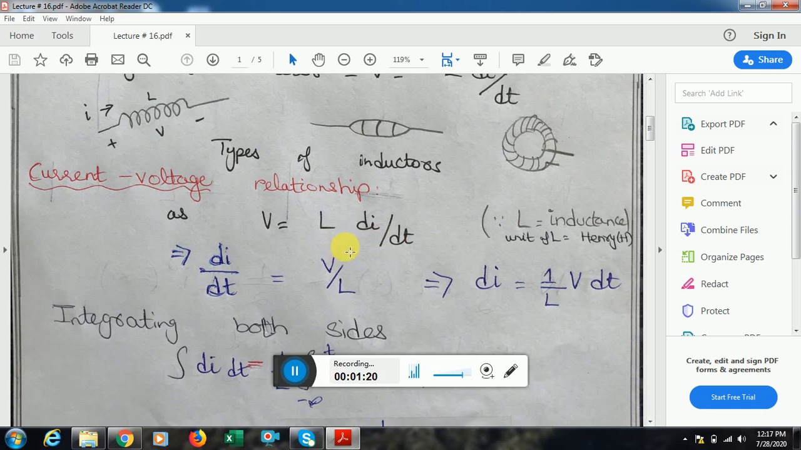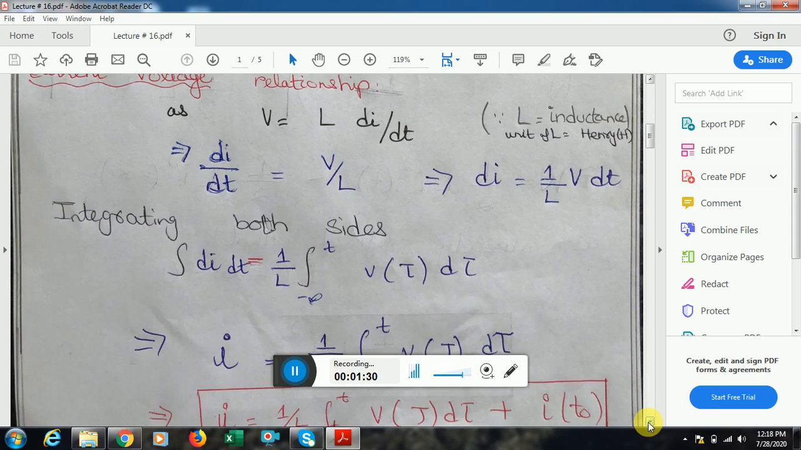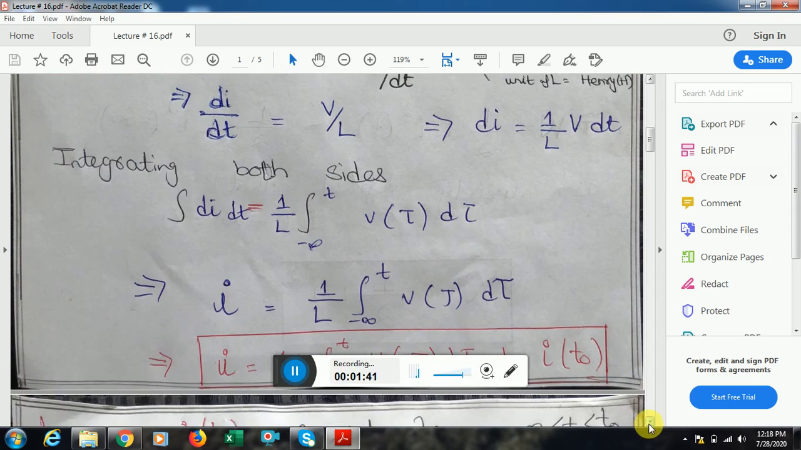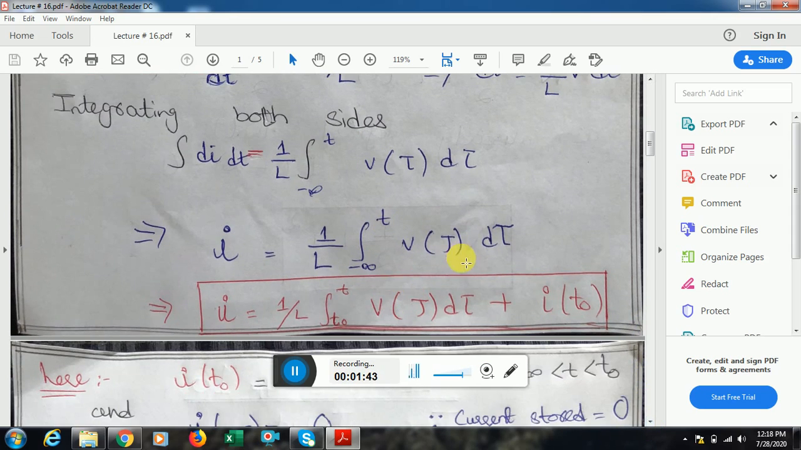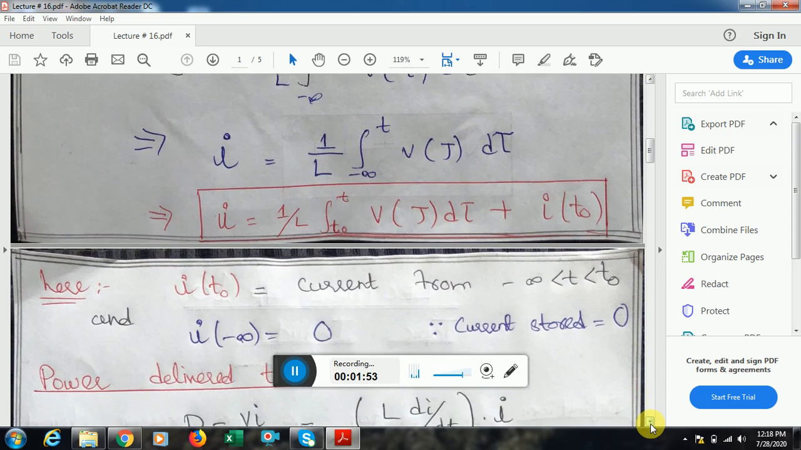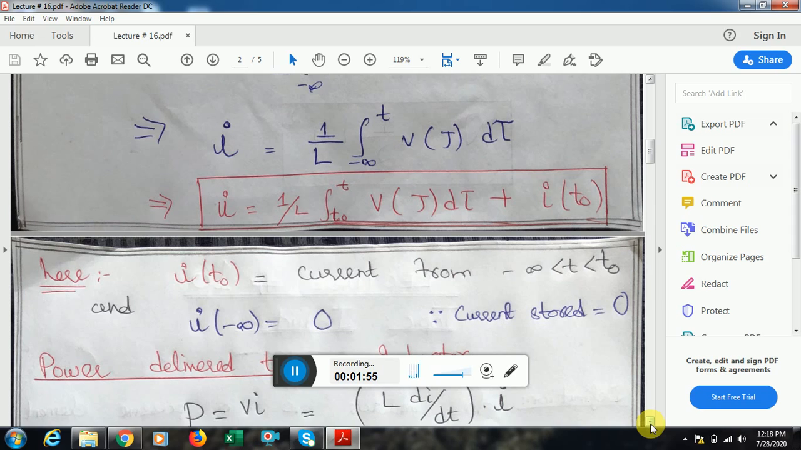Now, di by dt: I take L to the other side. Here it is being multiplied, over there it will be divided. So di is 1 over L v dt. To find the value of i, I have to take the antiderivative of this equation. Integrating both sides with limits from minus infinity to the specified time t, we get this equation. Simplifying, we get the integral from t naught to t, plus i at t naught, the current stored at t naught. Normally we take the stored current as 0 because we don't expect any stored current in the inductor.